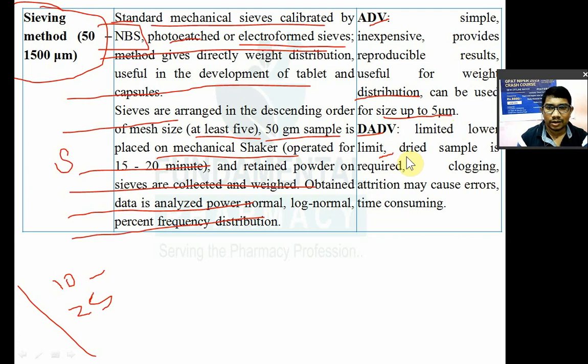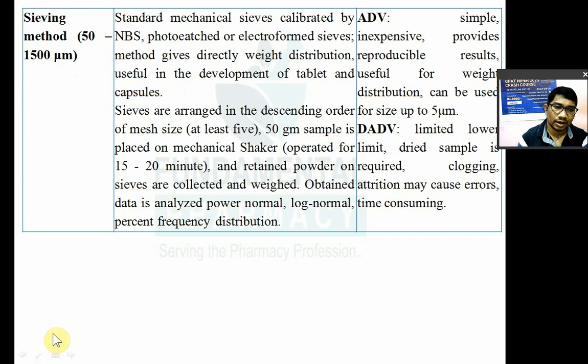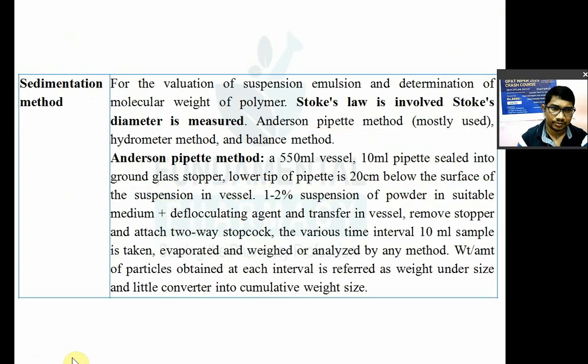Dried sample is required and you have to dry sample during each measurement. Now clogging of sieves may occur during the violent shaking of sieves. Attrition may cause error in the measuring and it is also time consuming. So these are the advantages and disadvantages of your sieving method. I hope you are getting. समझ रहा है आपको? Now sedimentation method है आपका.